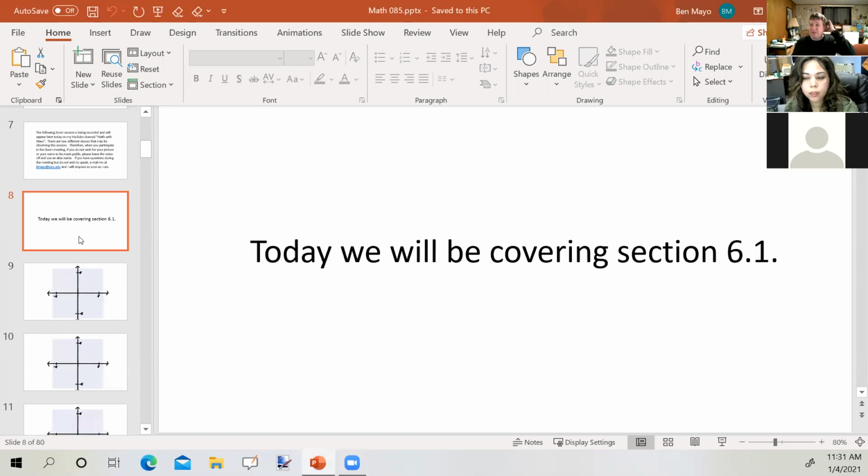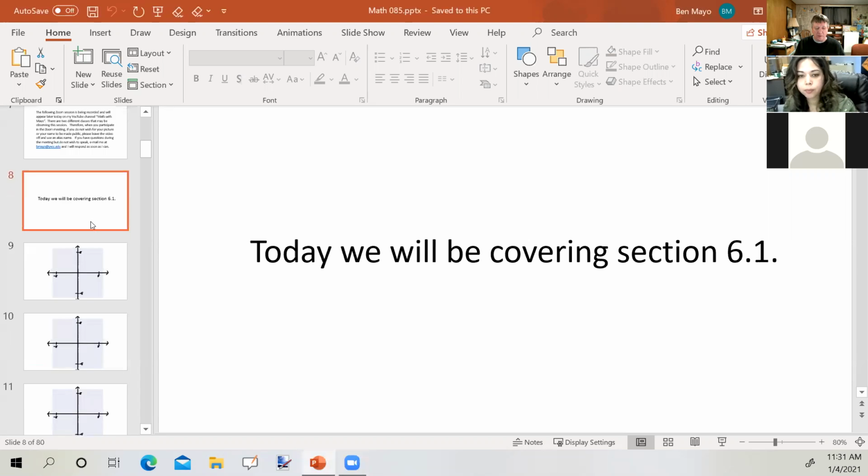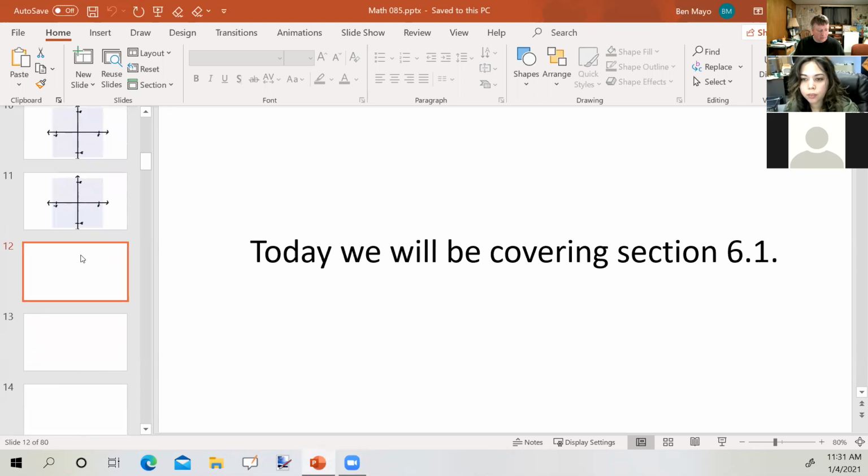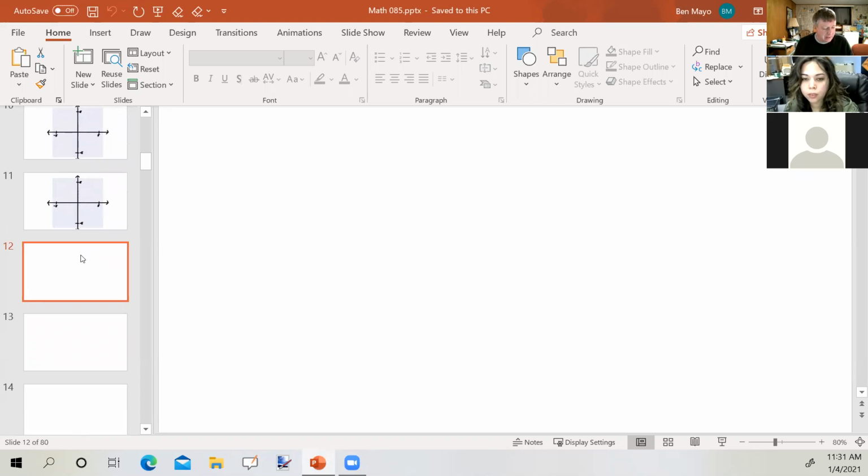Today we're going to be covering section 6.1, which is the idea of the greatest common factor and then factoring by grouping. So we're going to start out with the idea of the greatest common factor.